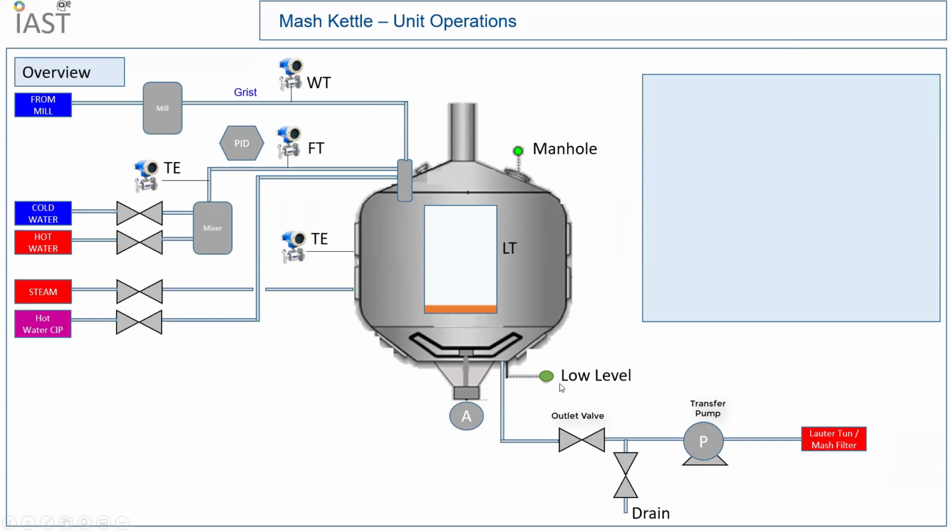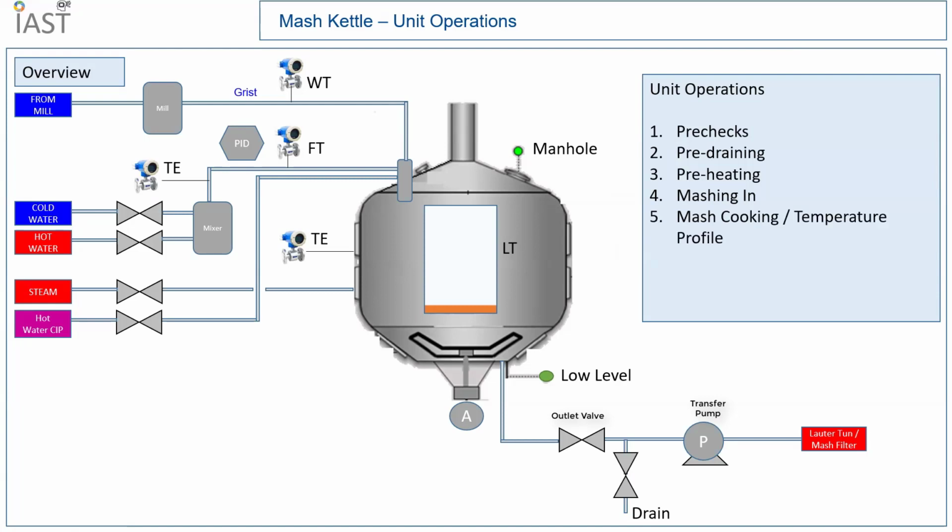So let's move on and see what the various operations involved in the mash kettle are. Whenever we start the mash kettle sequence in the PLC, below are some of the important operations. The first stage is definitely the pre-checks. The second operation involved is the pre-draining of the vessel. The third operation is the preheating. The fourth operation is the mashing in, where the grist is taken into the kettle. The fifth operation is mash cooking, where there is a temperature profile and the mash is heated gradually with a 5-point profile. And the final operation is the transfer of the mash to the next unit.